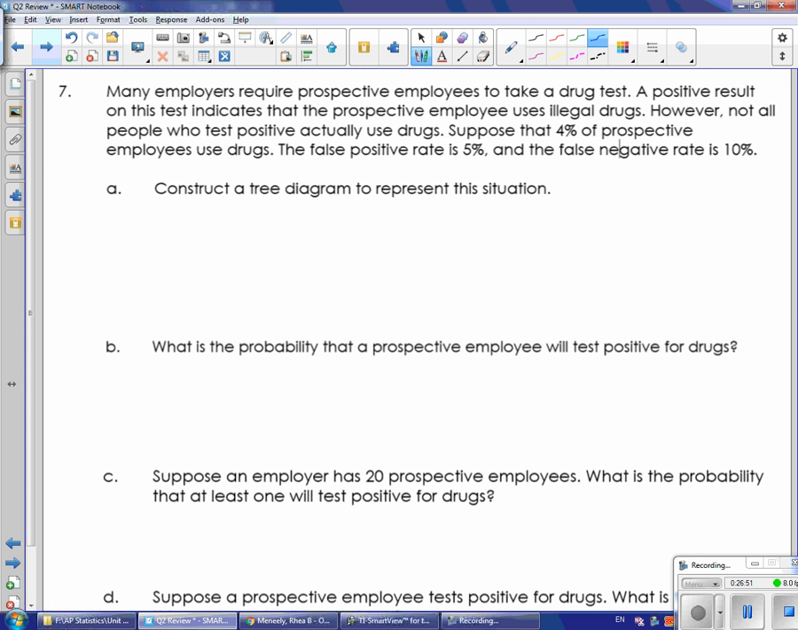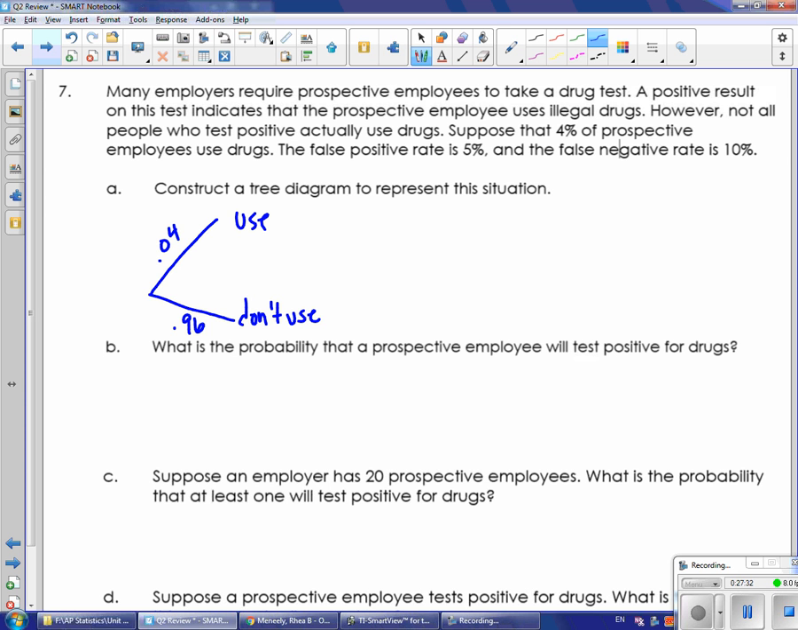Many employers require prospective employees to take a drug test. A positive result on this test indicates that the prospective employee uses illegal drugs. However, not all people who test positive actually use drugs. Suppose that 4% of prospective employees actually use drugs. The false positive rate is 5%, and the false negative rate is 10%. Construct a tree diagram. We're always going to start with the truth about the population. Either they use or they don't use. And we're told in this case that 4% of the prospective employees do use. That means 96% do not.